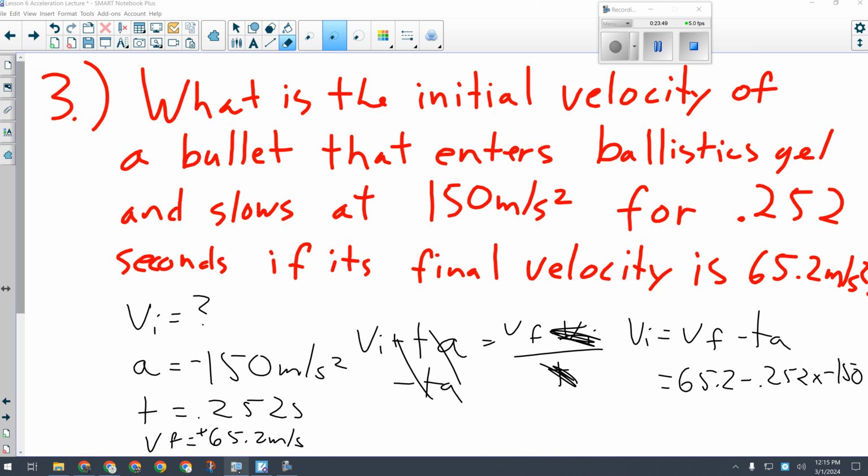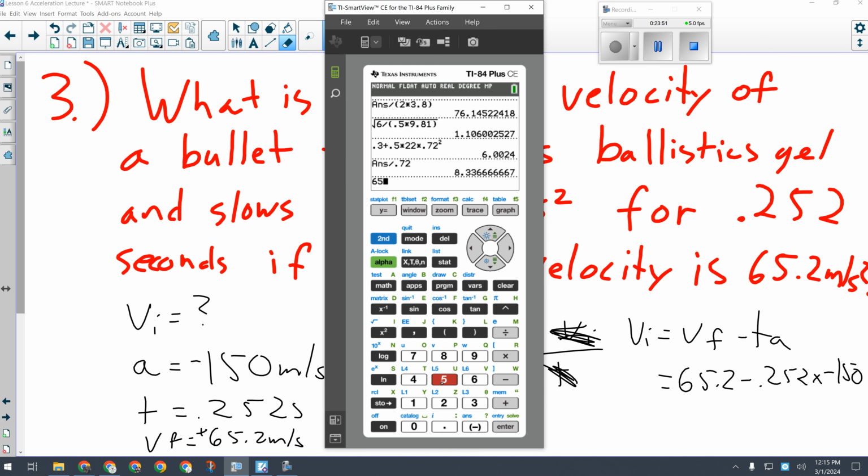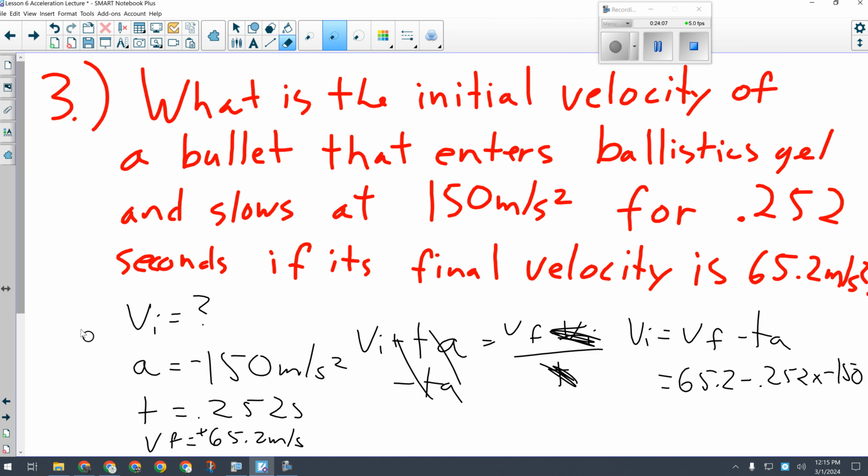So on this one here, we're going to have 65.2 minus 0.252 times negative 150. That's a slow bullet. It's 103 meters per second. It's pretty slow, but that's what we got. Everybody all right with that?